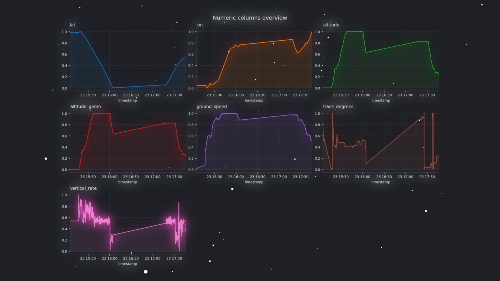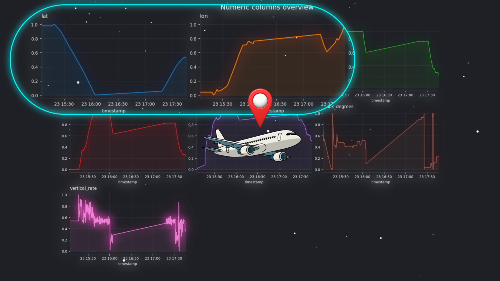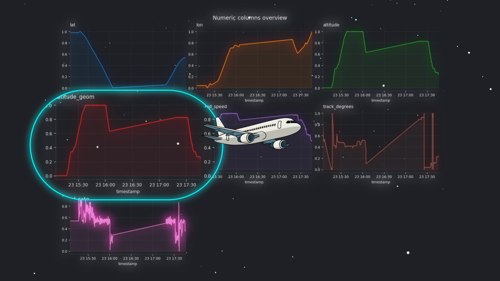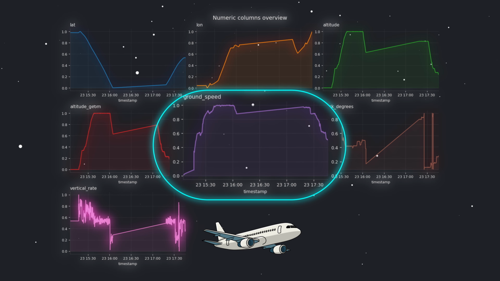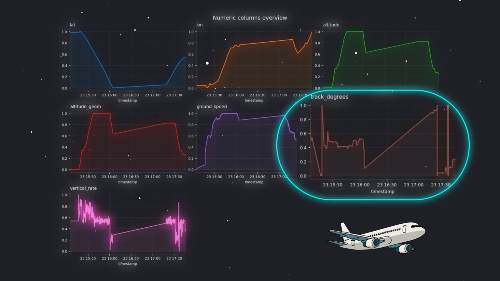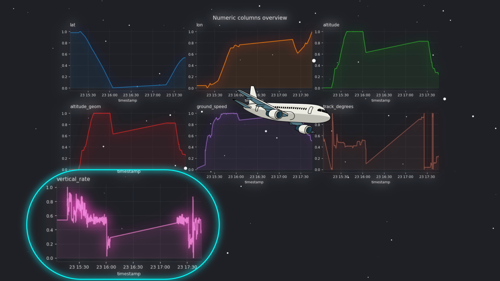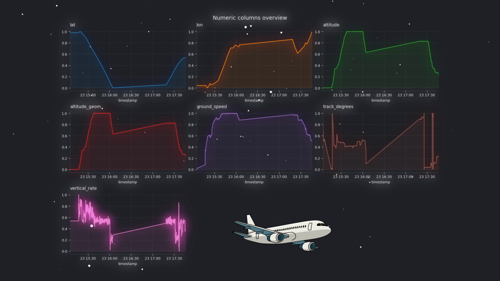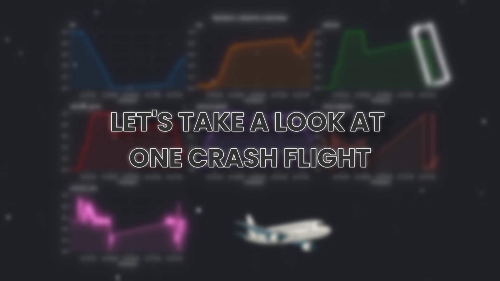To get a better feel for what our data actually looks like, let's walk through the features of our dataset using a simple example flight. We have latitude and longitude, which simply track where the plane is. Altitude and altitude geometric both capture how high the aircraft is flying. Ground speed tells us how fast it's moving. Track degrees show the direction it's heading. And vertical rate tells us whether it's climbing or descending. And when we look at all of them together, we can clearly see the takeoff, a steady cruise, and then the landing.